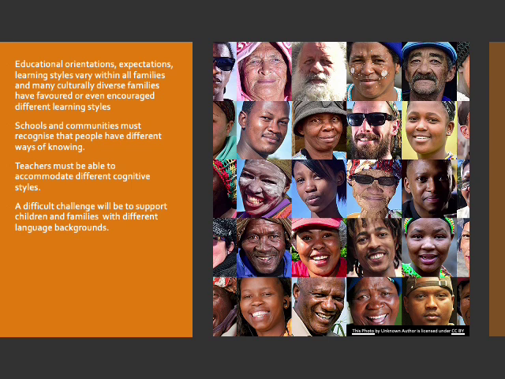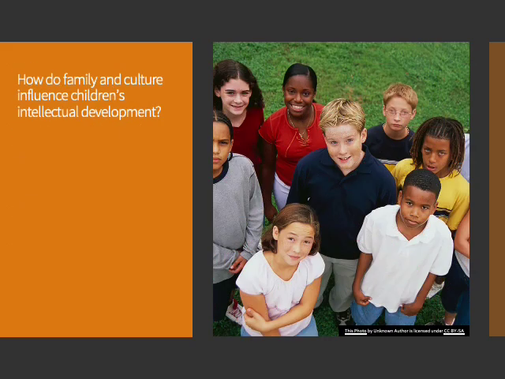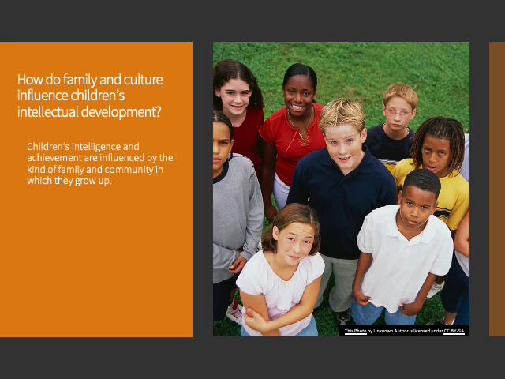But we have to appreciate the different language differences that we will encounter, and that we as educators have to make sure that we are really showing the children that we want them to succeed, that we are positive about them, we embrace their abilities, and that we want them to do well at school. Because what we know is that family and culture will influence children's intellectual development. We know there is nature versus nurture. So, children's intelligence is influenced by the kind of family and community in which they grow up.